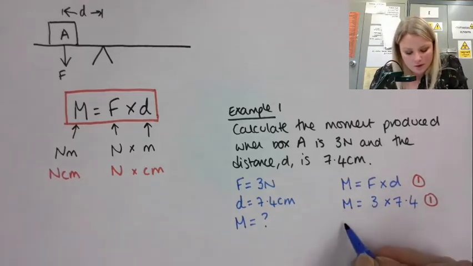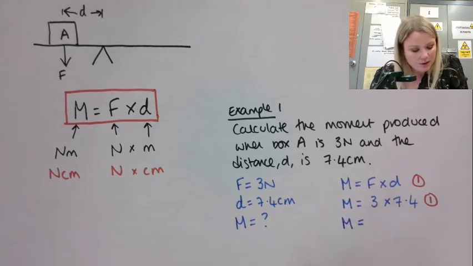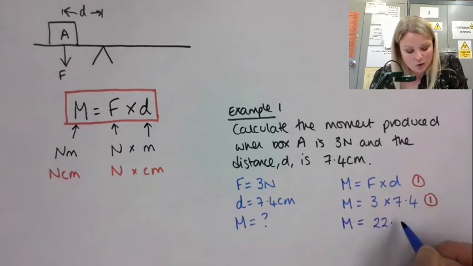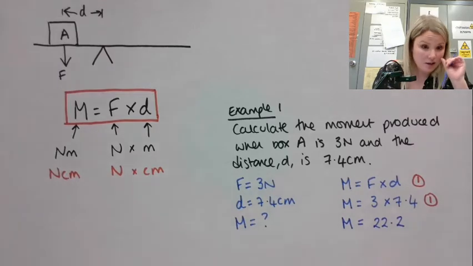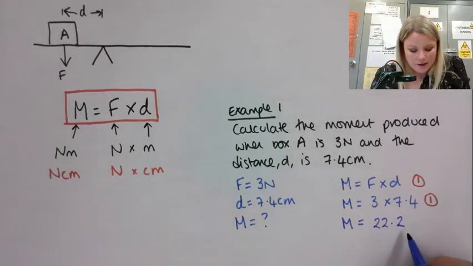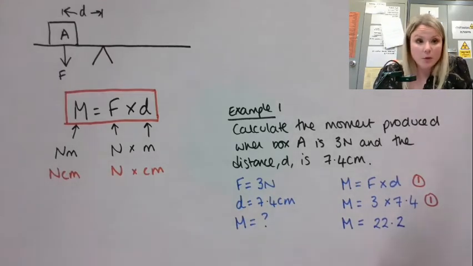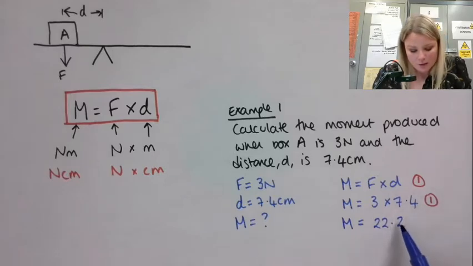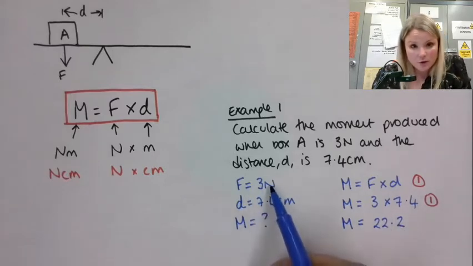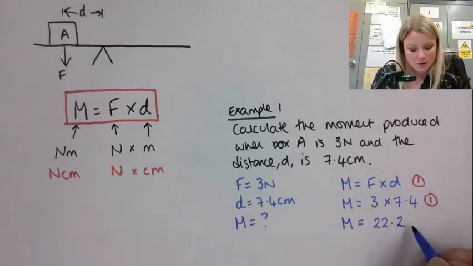Now we figure it out. So moment equals 3 multiplied by 7.4 is 22.2. You're always allowed a calculator in physics. And then we have to figure out our unit. We would always put units on our answers. So we refer back here, our force is in newtons, good, and our distance was in centimetres. So that means our moment is going to be in newton centimetres.